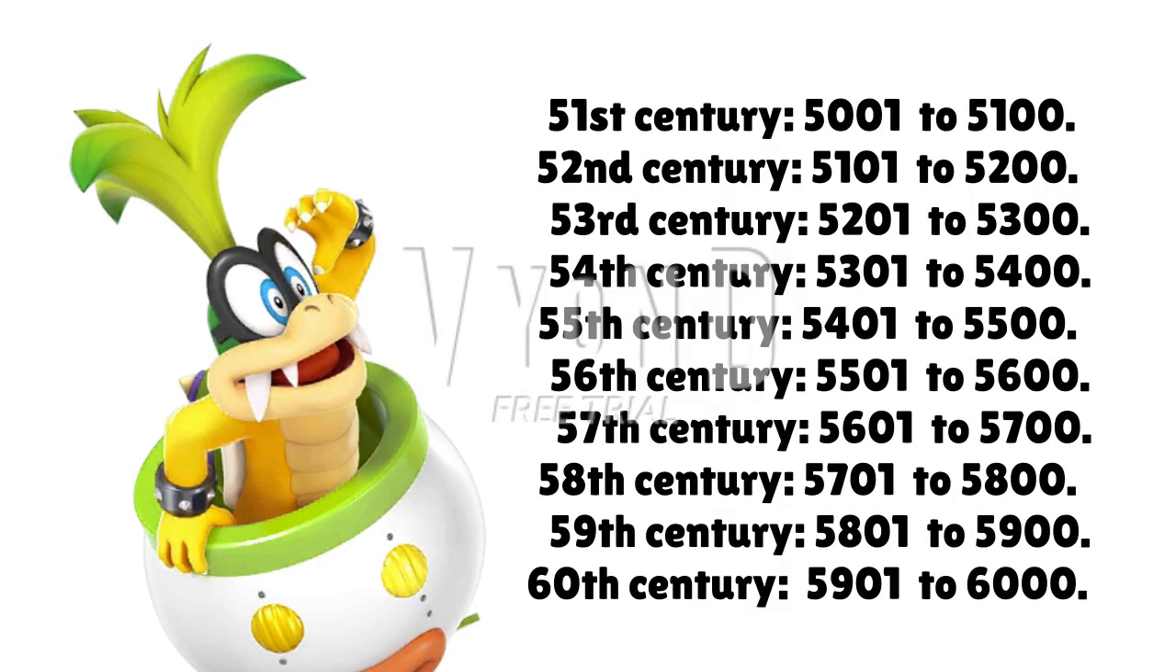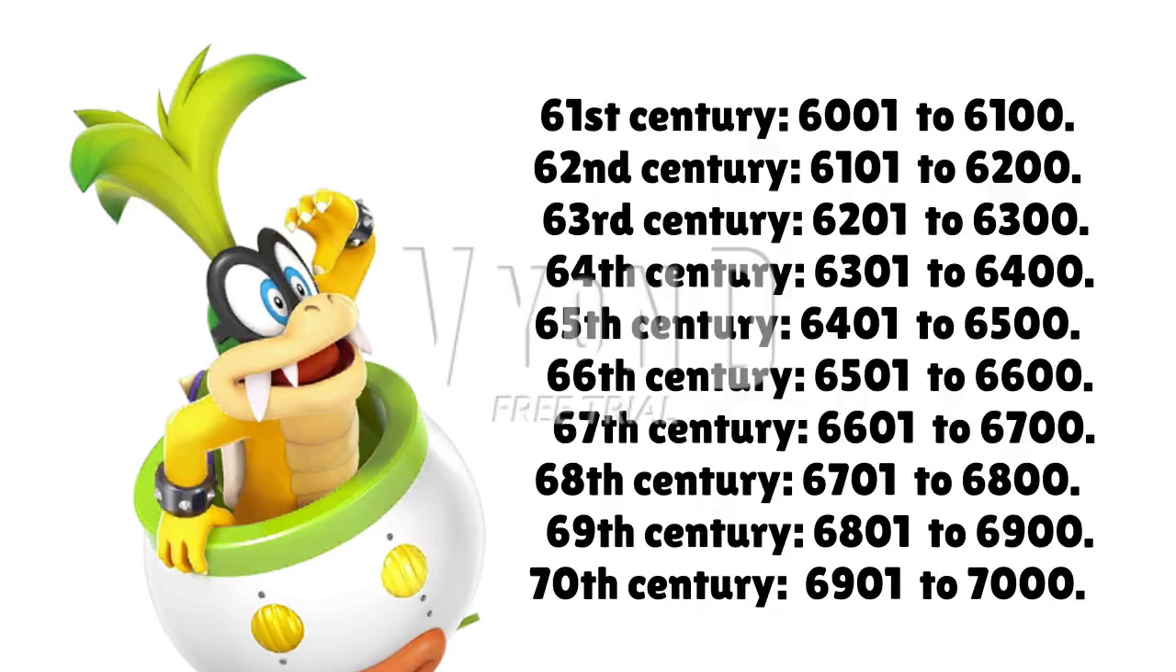57th century, 5601 to 5700. 58th century, 5701 to 5800. 59th century, 5801 to 5900. 60th century, 5901 to 6000. 61st century, 6001 to 6100. 62nd century, 6101 to 6200. 63rd century, 6201 to 6300.